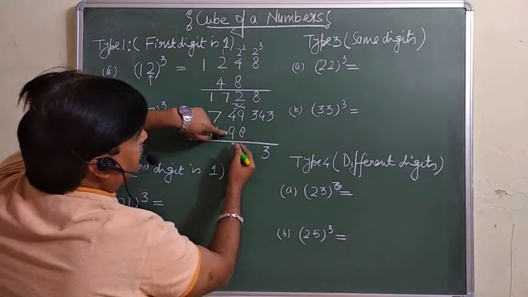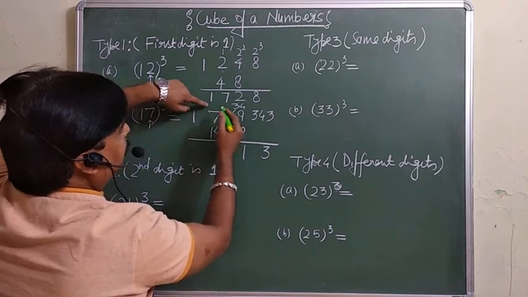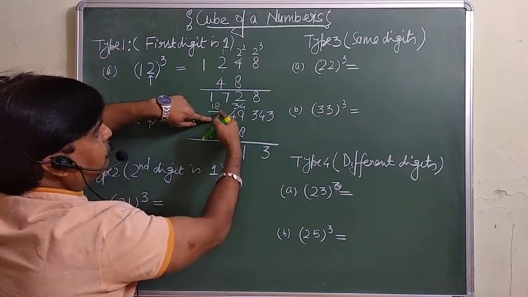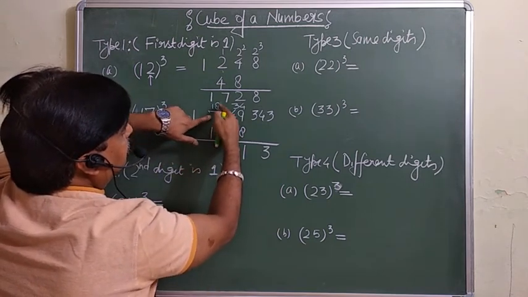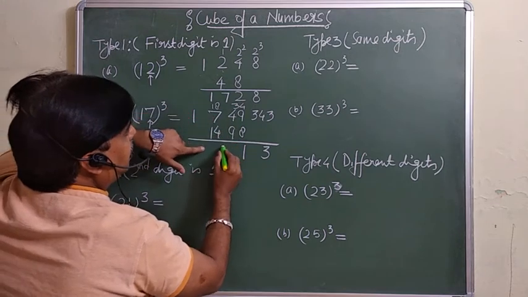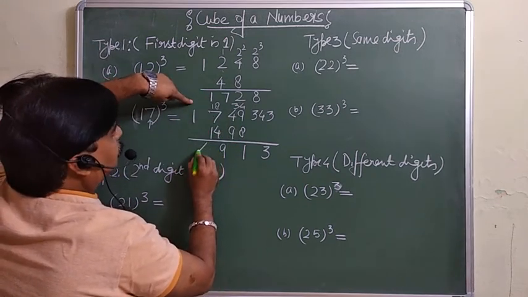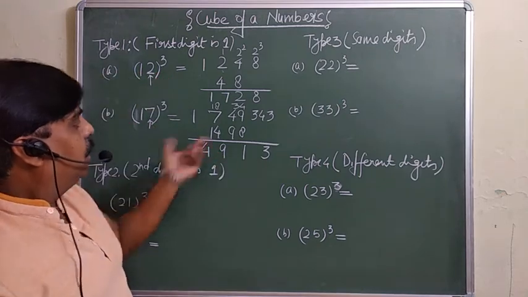18 is here only. So 18 will be the carry. You must add 18 here. 18 into 7, 25. 25 and this 15 and 5, 19. Carry 1, 3. 3 will be here. So that is 4. So 4913 is the cube of this number. Have a look.